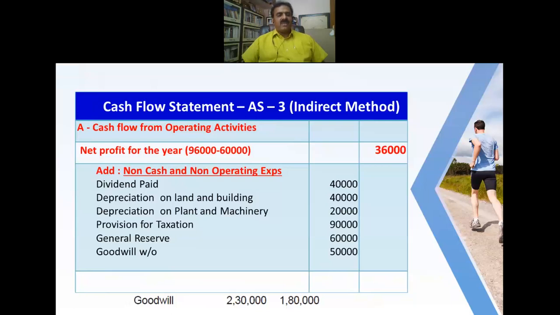Then, if we have any current assets and current liabilities, they are to be taken into consideration. With respect to the current liability, that is to say creditors, the creditors value is increased. Opening value is 1,10,000, closing value is 1,66,000. Increase in current liability increases cash, that is to say 56,000. It is added. So, any increase in creditors, add.